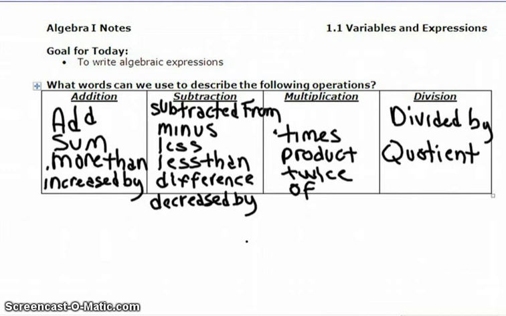So for addition, the words that we can use are add, sum, more than, or increase by. For subtraction, we look for the words subtracted from, minus, less, less than, difference, or decrease by. For multiplication, times, product, twice. You could also use 3 times, 4 times, right? Or of. Division, we've got divided by and quotient.